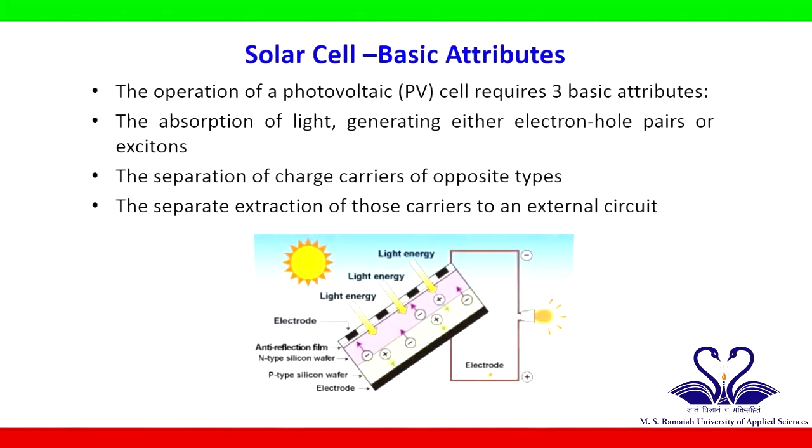The operation of a photovoltaic cell requires three basic attributes: the absorption of light, generating either electron-hole pairs, the separation of charge carriers of opposite types, and the separate extraction of those carriers to an external circuit.